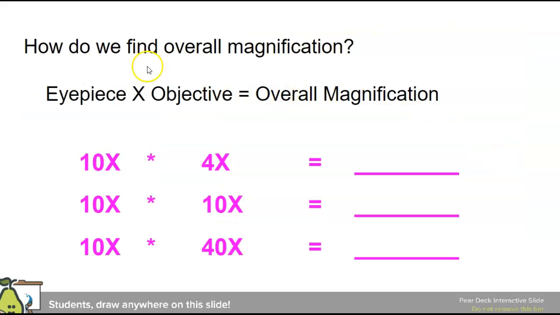Now you definitely need to know, how do we find the overall magnification then? Well, if our eyepiece is magnifying it 10 times and our lowest power lens is magnifying it 4 times, all we have to do is multiply those together. So 10 times 4 would be 40. So the overall magnification, if I'm using the 4x, the low power, would be 40. If I'm using the medium power, my eyepiece still stays the same. So 10 times 10, that's 100. And then 40x, 10 times 40, 400. So you need to be able to know how to calculate the overall magnification.